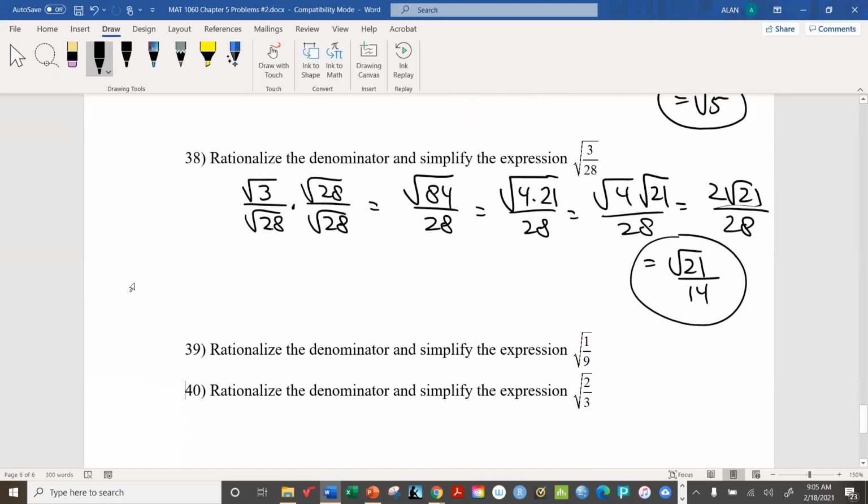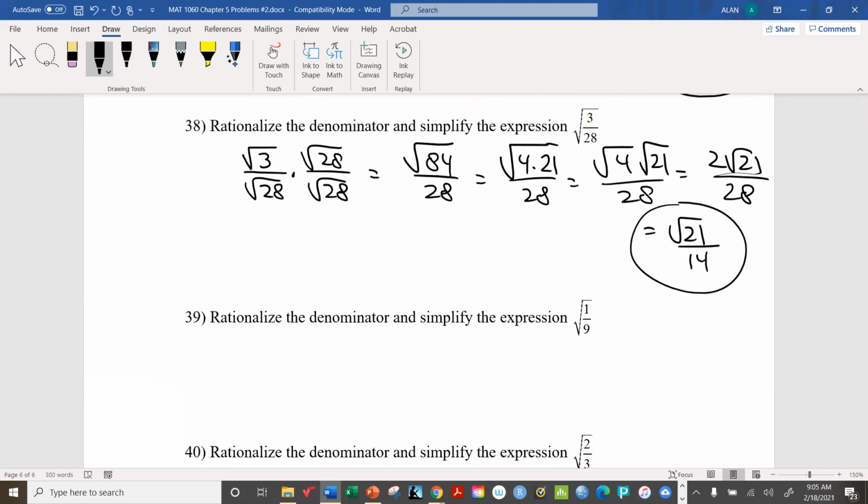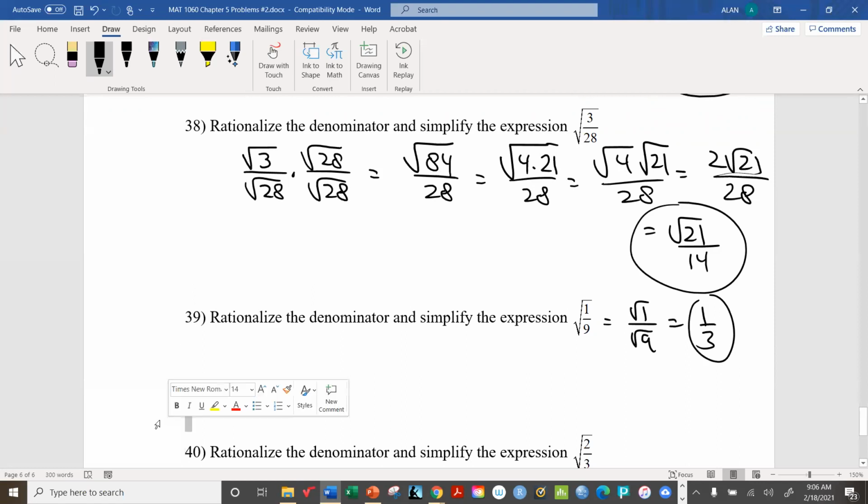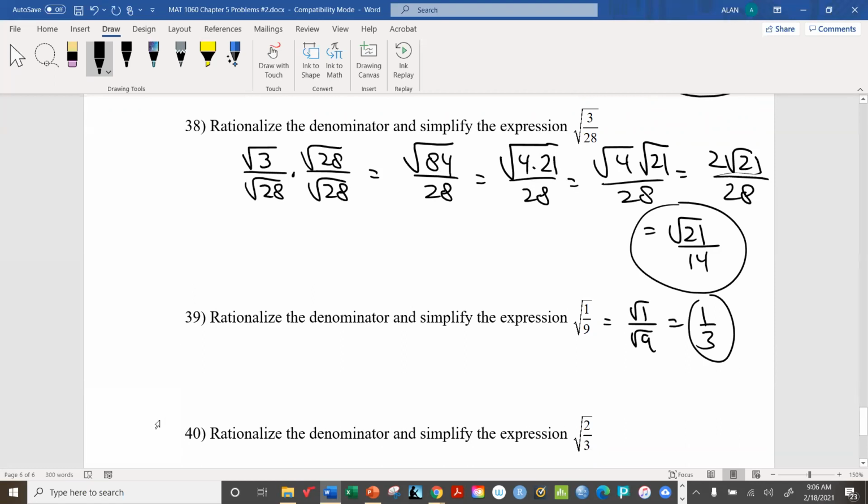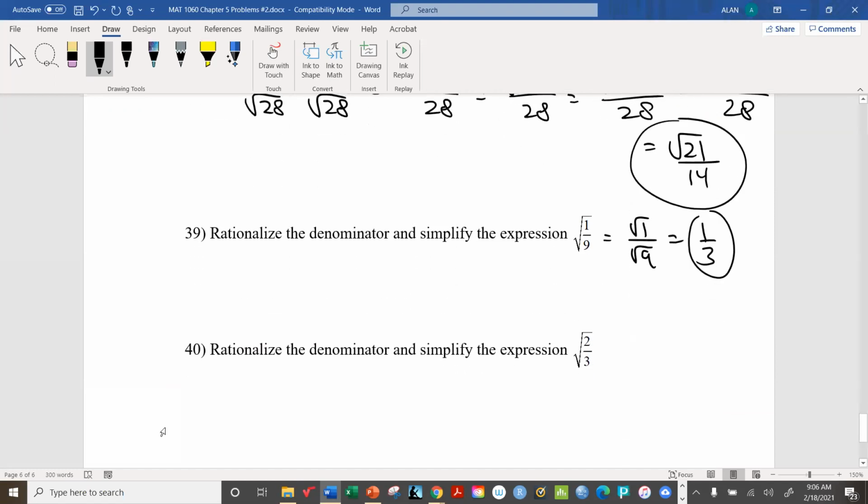All right, well, there's only 2 left. Now, this one is really straightforward because look what it is. Well, that was easy. Now, this last one, in fact, we didn't even have to rationalize it. It just turns out to be 1/3. This one, let's see what it does.